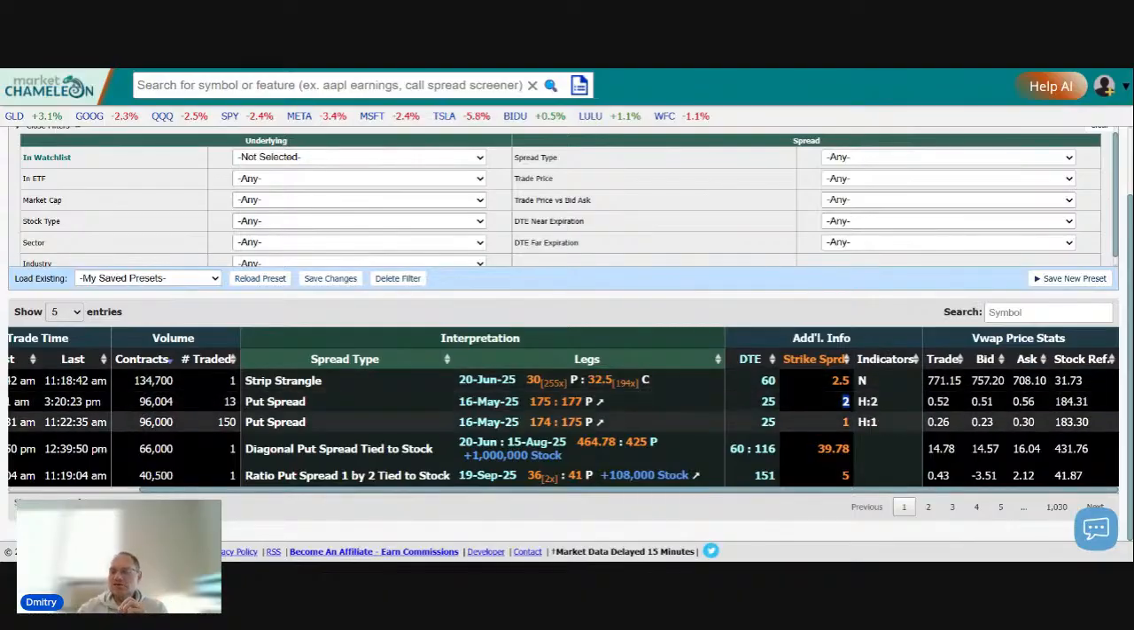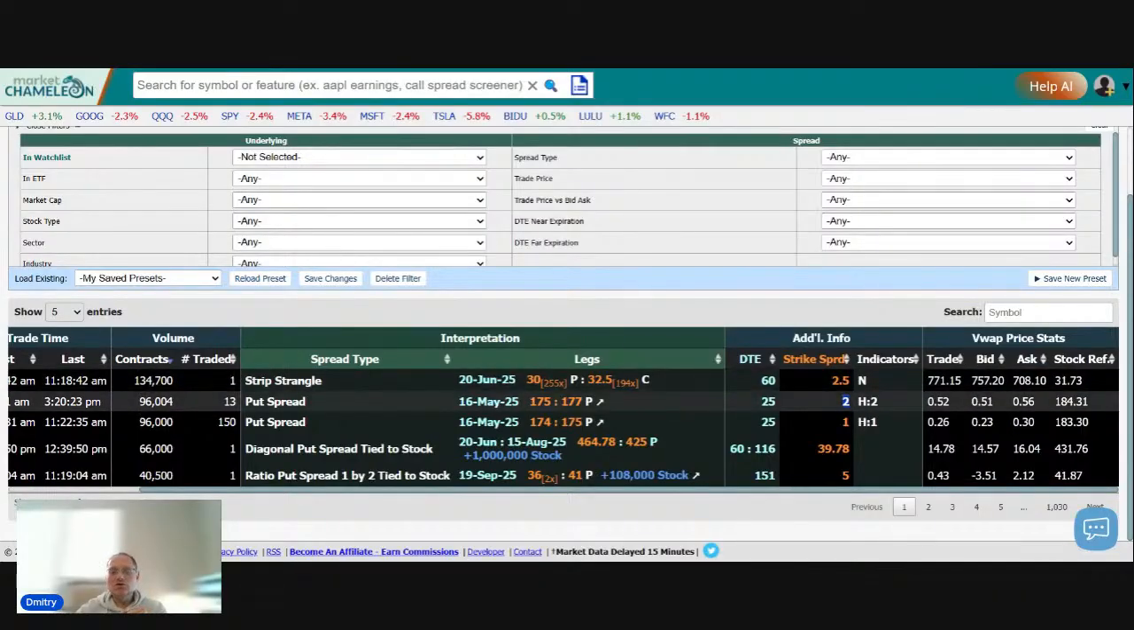There are other indicators here, but I'm going to go over that another time, just to save time on this screen. Then we have here these aggregated prices, and these are VWAP prices. This is the VWAP price of all these spreads that traded on the day.